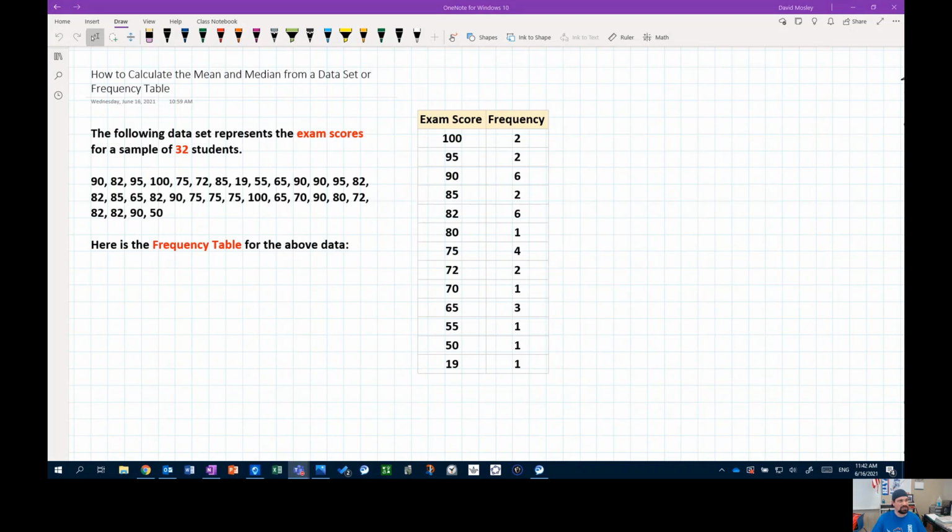Our example today is going to demonstrate how to calculate the mean and median from a data set or a frequency table. Mean and median are the two most common measures of center in statistics and in quantitative distributions.